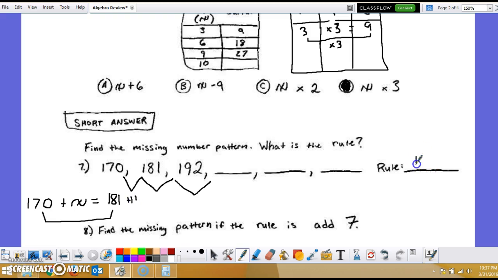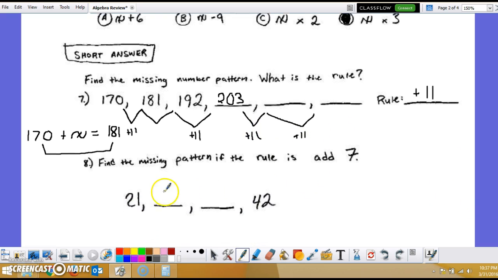I'm going to put that right here, and at this point you need to apply plus 11 to every single one. So for example, 192 plus 11 is going to be 203. And you do the same thing with these final 2 lines. What's the rule? Plus 11, and solve. What's the rule? Plus 11, and solve. How about the pattern when they actually give you the rule?